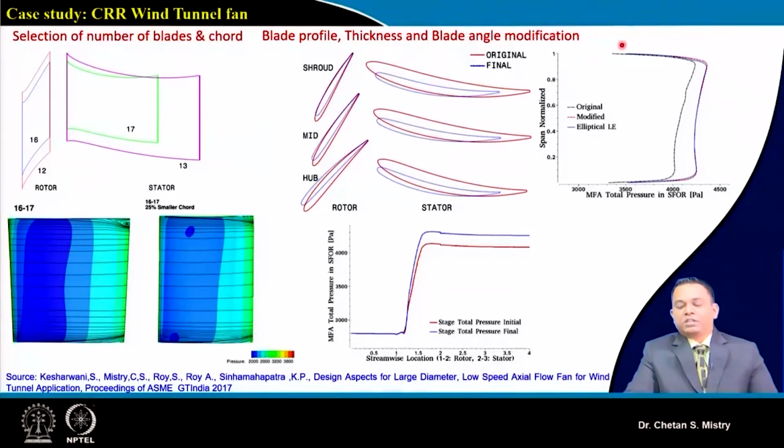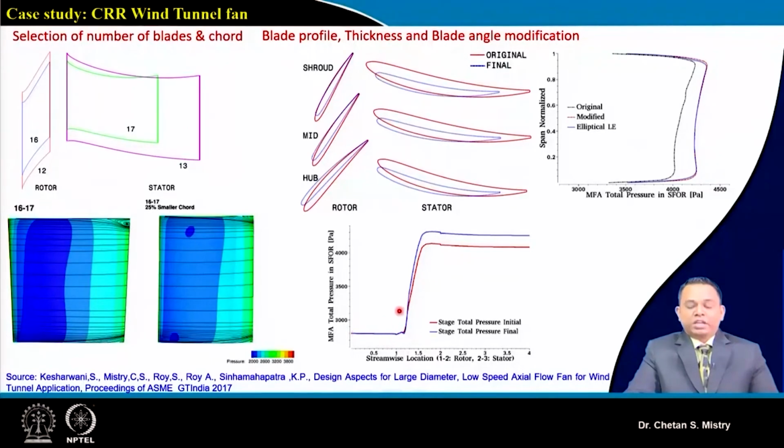Here in this case, this is representing the overall pressure rise, or the pressure rise from the stage at the exit. So when we had our initial design, at that time it was giving the pressure rise here. This is representing the modified design, and here if you look at, this is representing how my streamwise pressure rise is happening.